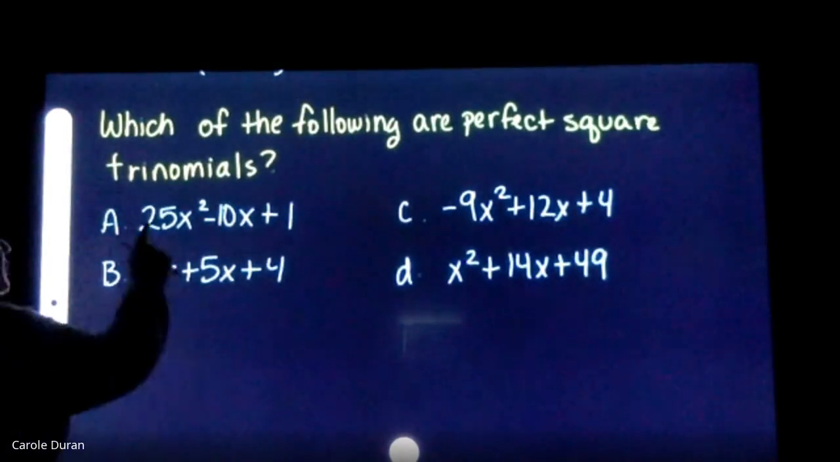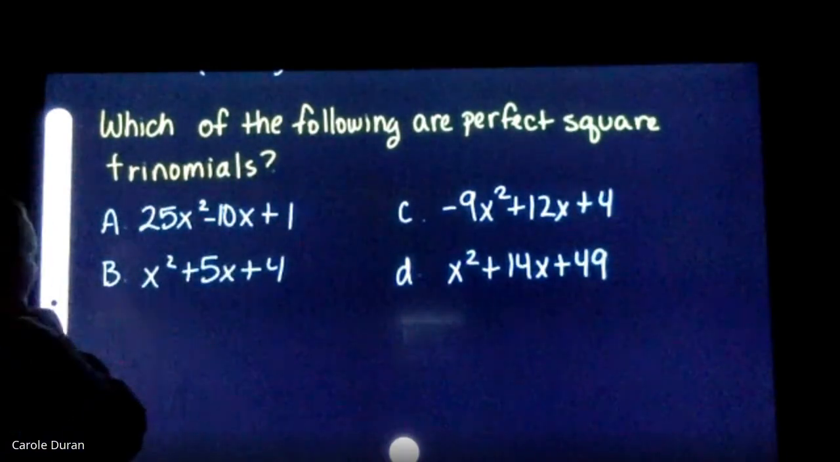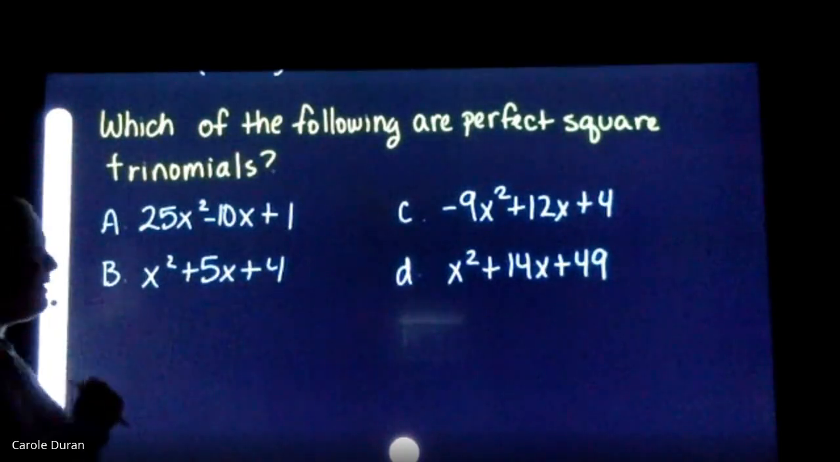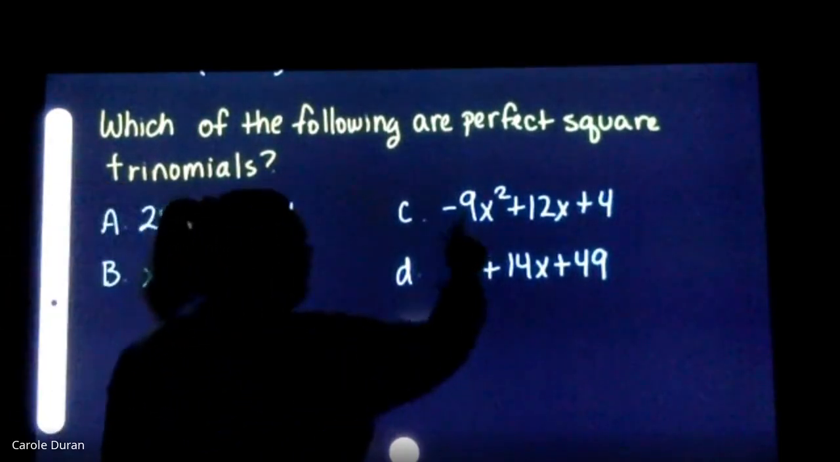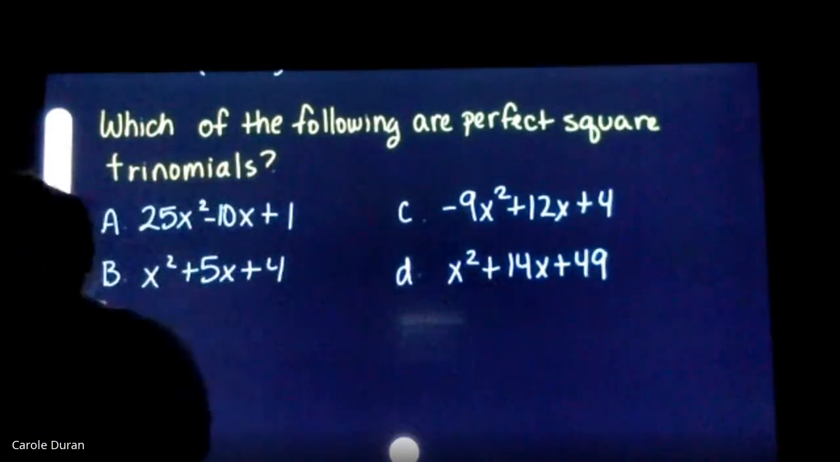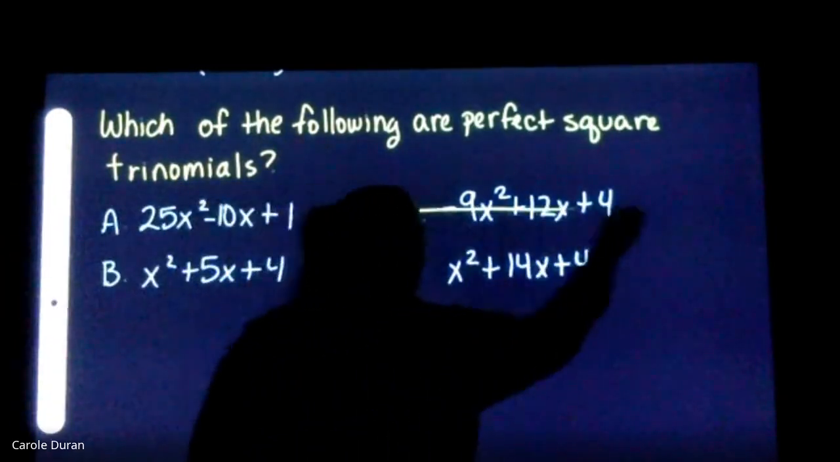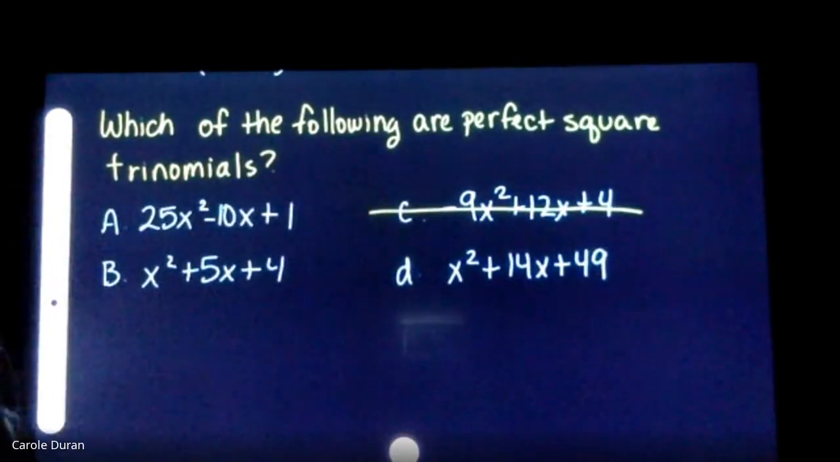So as I'm looking, 25 and 1 are both positive. X and 4 are both positive. Oh, I've got a negative 9 here on C. So I can go ahead and get rid of that one because it cannot be a perfect square then. And then part D, x squared and 49 are both positive. So I was able to eliminate 1 so far.